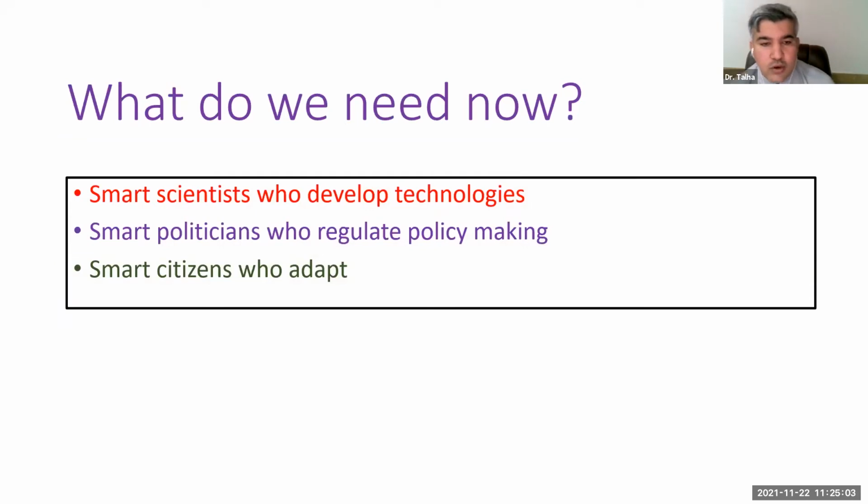What do we need now in this age of biology? We need smart scientists, smart people who develop technology, and there is a need of smart politicians who do the policy making according to that. And of course, we need smart citizens that adapt to the new technology and adapt to the new policy.